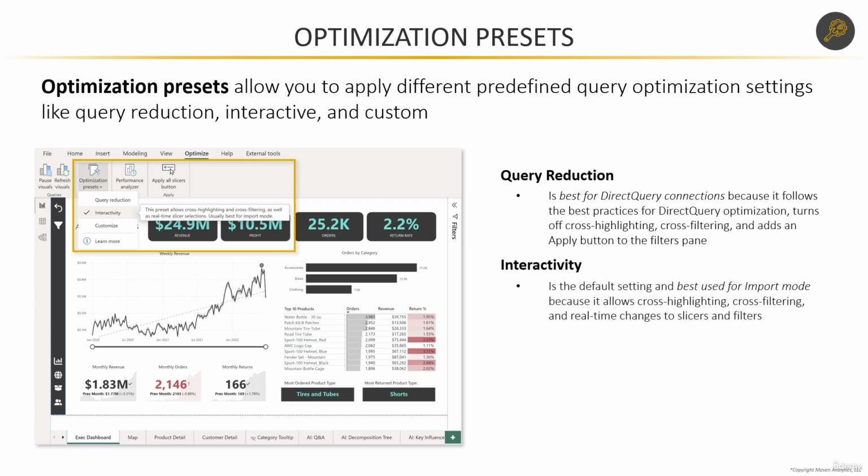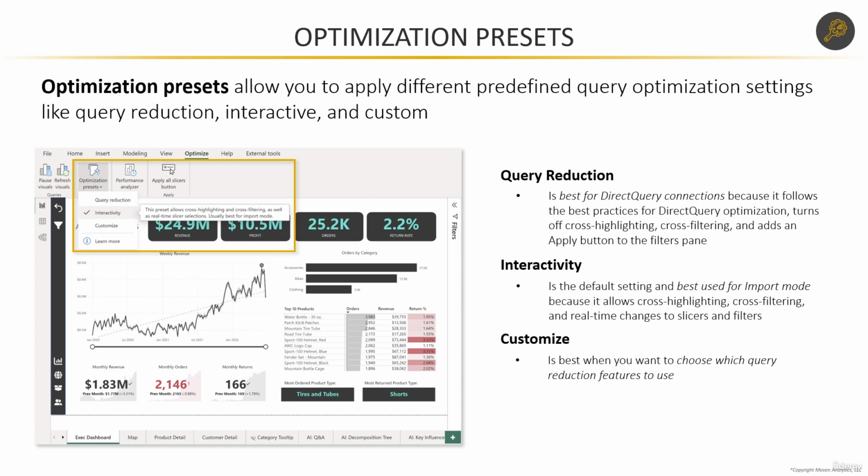Up next, we've got our interactivity mode, and this is the default setting in Power BI Desktop, and it's best used when your data model is built using the import mode because it allows for all filtering, highlighting, and real-time changes to slicers and filters within a page or report.